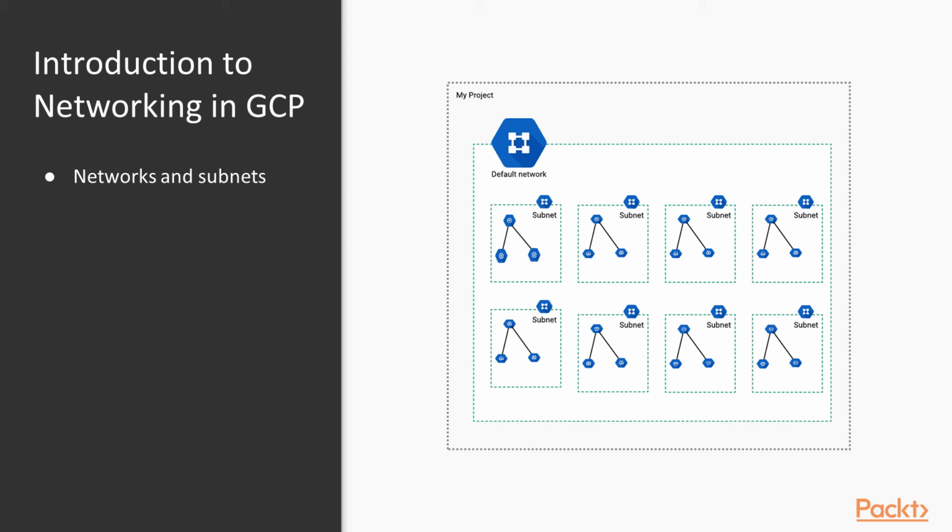So when you build your project and you build a network in that project, it looks something like this, where there's a default network and a bunch of pre-built subnets inside that default network, each corresponding to a region.